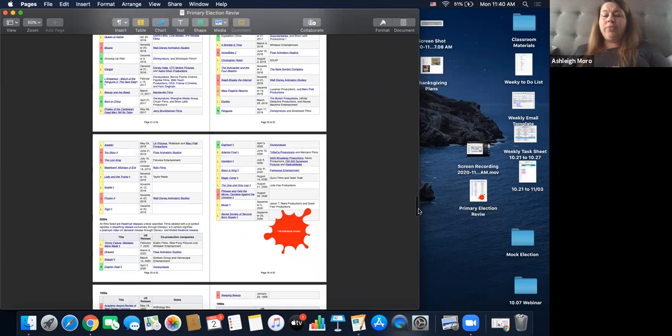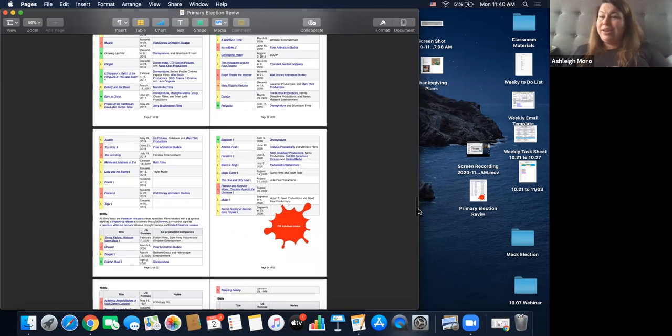1, 2, 3, 4, 5, 6, 7, 8 pages, 9 pages, 10 pages, up to 32. So we have 32 pages of candidates or movies that we could select candidates from for Disney, which equates to 749 movies we would have to look through to decide who would be the best candidates. That would take such a long time.